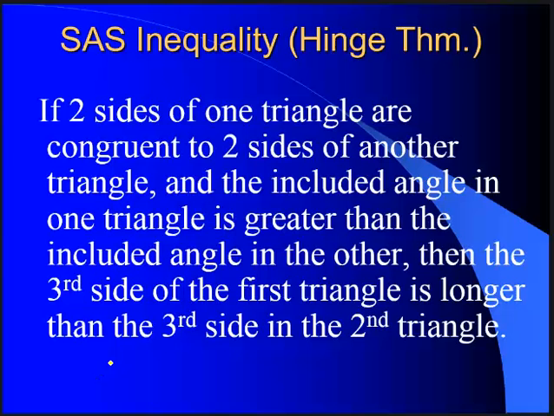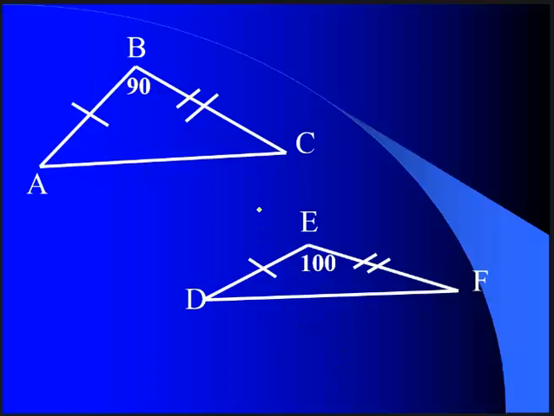So we have two triangles where the sides are the same, they're congruent, but if the included angle in one triangle is greater than the included angle of the other triangle, then this third side is going to be bigger than the third side of the second triangle, is basically what this is saying. Here's another picture. So we have two triangles.